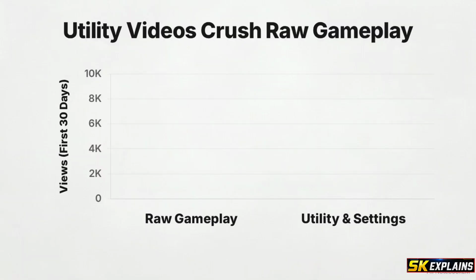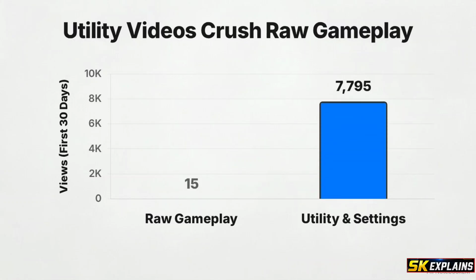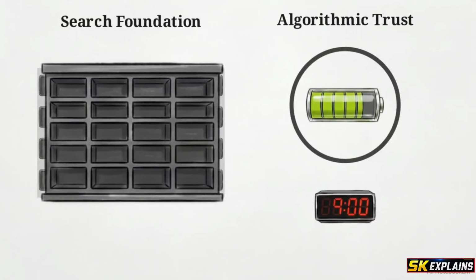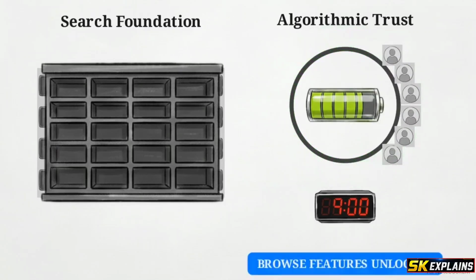This applies to any niche. For a gaming channel, raw gameplay will likely be ignored. However, a video on BGMI sensitivity settings targets players who are actively looking for a specific utility to improve their own game. Your first 20 videos should act as direct responses to these types of search queries. This builds the algorithmic trust you need before YouTube will start recommending your content to a wider audience.